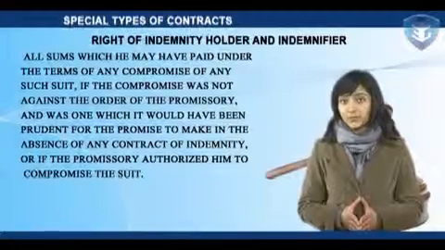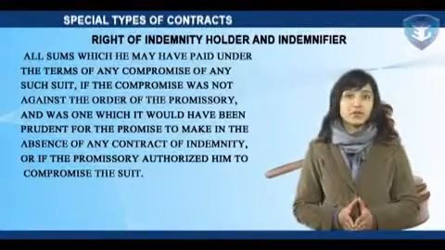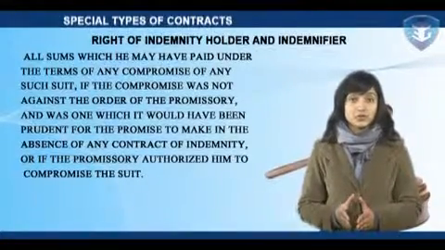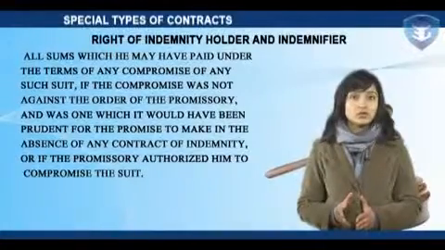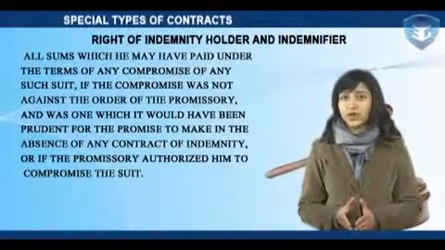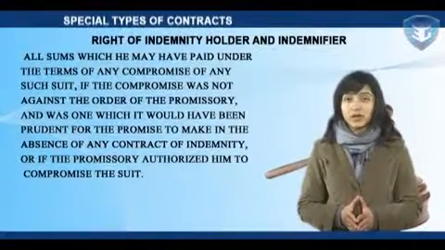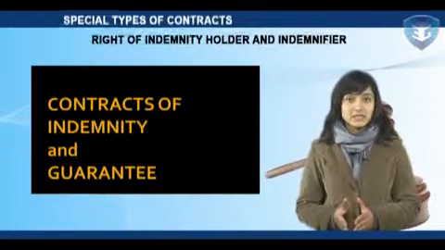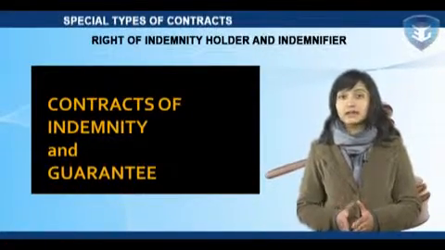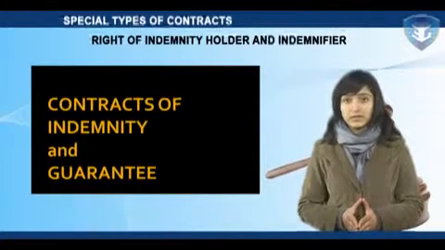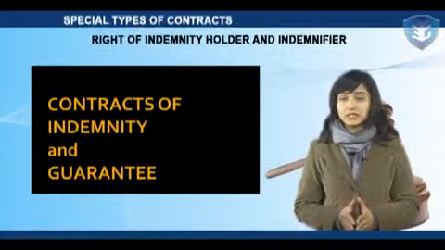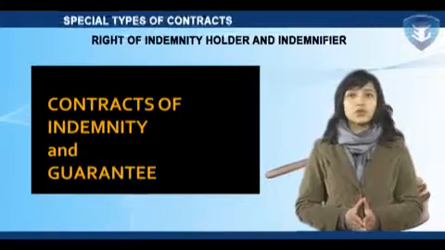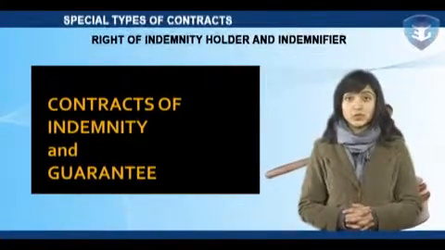All sums which he may have paid under the terms of any compromise of any such suit, if the compromise was not against the orders of the promisor, and was one which it would have been prudent for the promisee to make in the absence of any contract of indemnity, or if the promisor authorized him to compromise the suit. It should be noted that a contract of indemnity is a species of the general contract, and as such, it must satisfy all the essentials of a valid contract like free consent, capacity of parties, lawful objects, etc. Thus, if the object of a contract of indemnity is unlawful, it will be void.